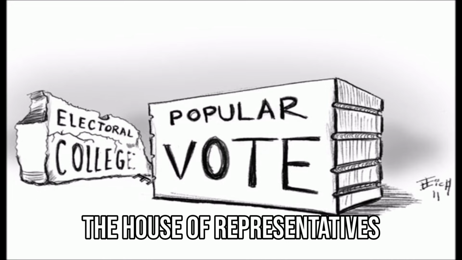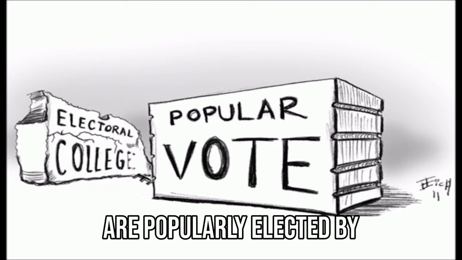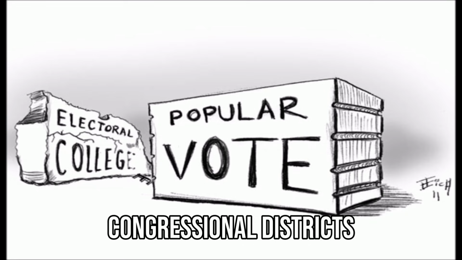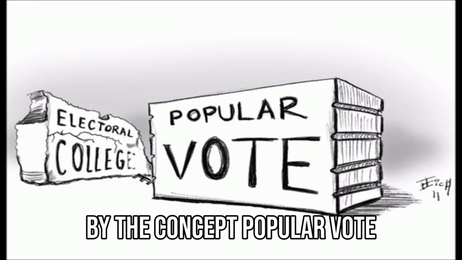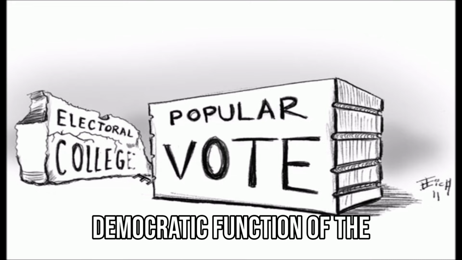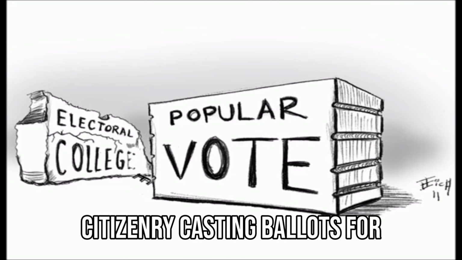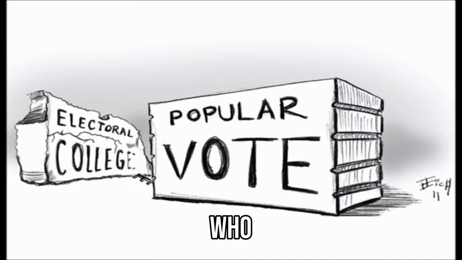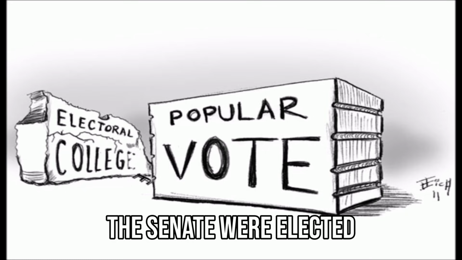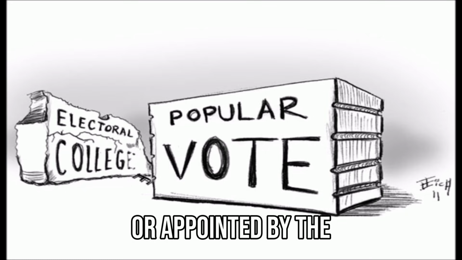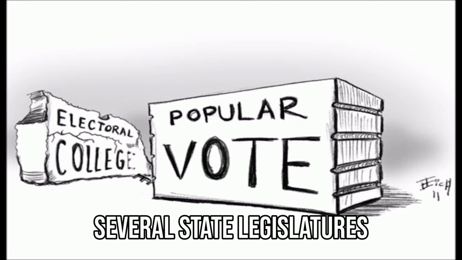The House of Representatives are popularly elected by the voters within their congressional districts. Just to be clear, by the concept popular vote, I mean the purely democratic function of the citizenry casting ballots for candidates who, upon winning their respective elections, assume their public office. However, the Senate were elected or appointed by the several state legislatures.